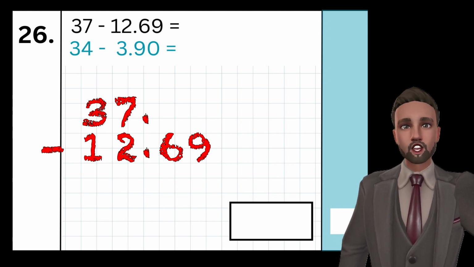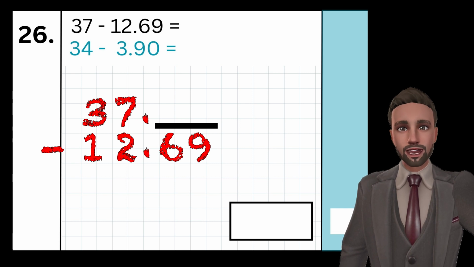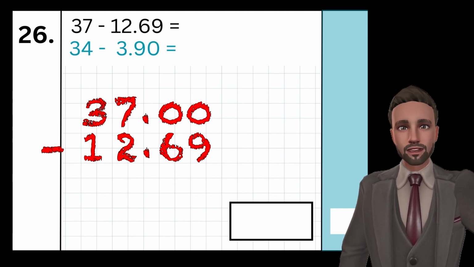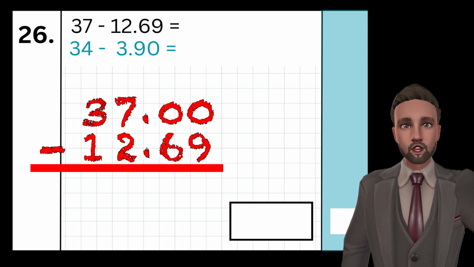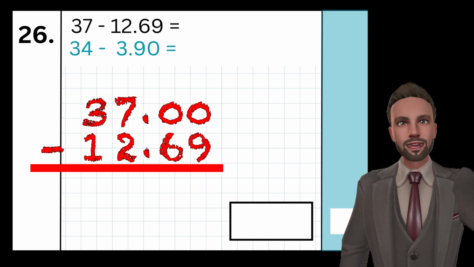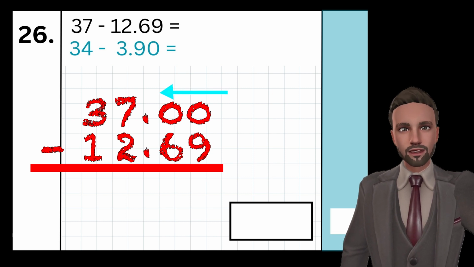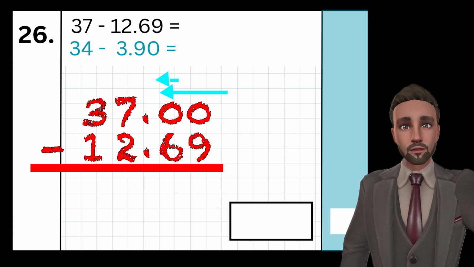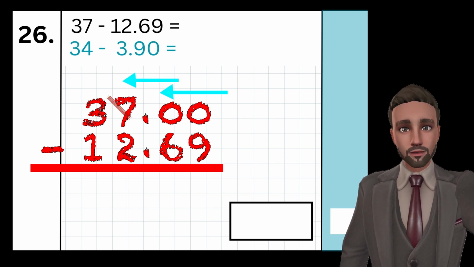Now, I know there is nothing in each of these columns, and I can represent nothing with a 0, just like this. Finally, all I need to do is subtract, like I normally would. 0 subtract 9, I can't do. I move one space to the left and take 1. Oh, I can't do it again. So I move one place to the left and take 1 from there.